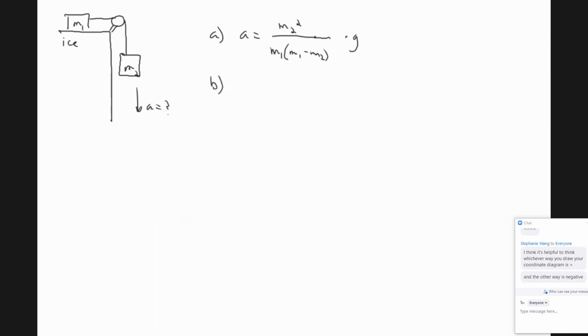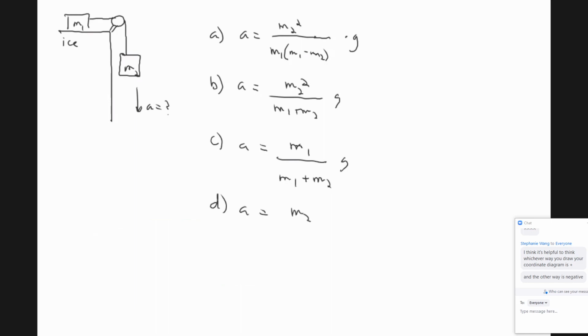B: acceleration is equal to m2 squared all over m1 plus m2, times g. C: acceleration is equal to m1 all over m1 plus m2, times g. D: acceleration is equal to m2 all over m1 plus m2, times g. So find me the correct acceleration.